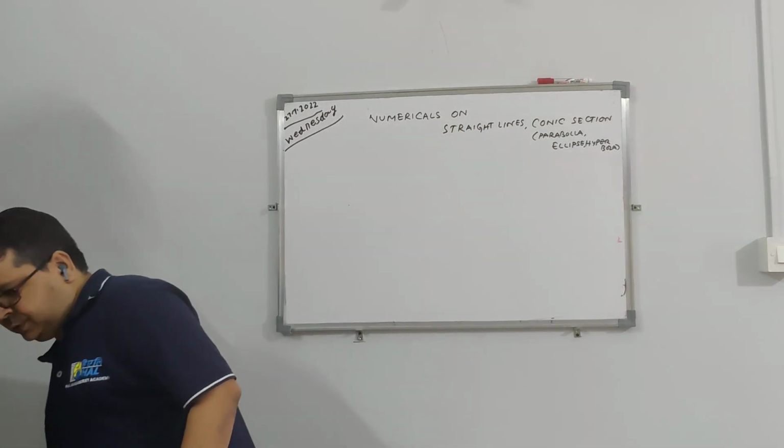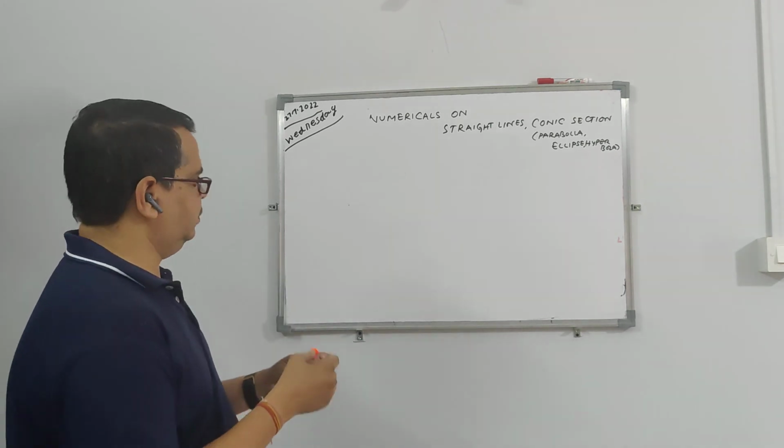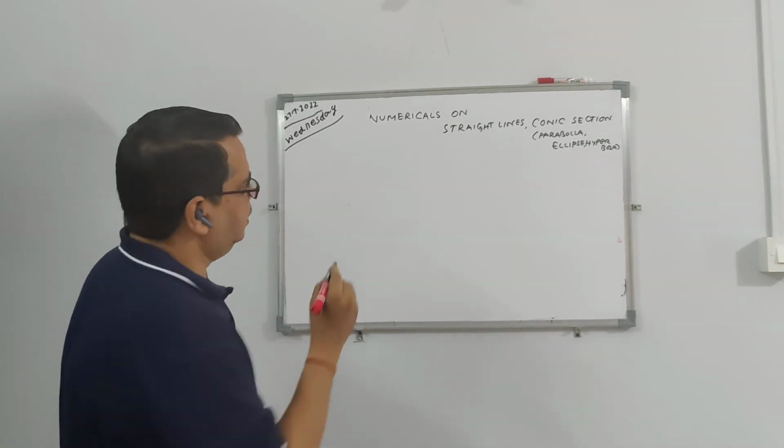Okay, so the question is like this: find out the angle between the lines. One line is root 3 x.